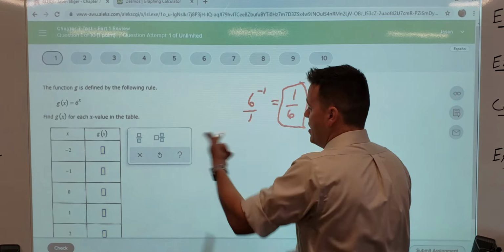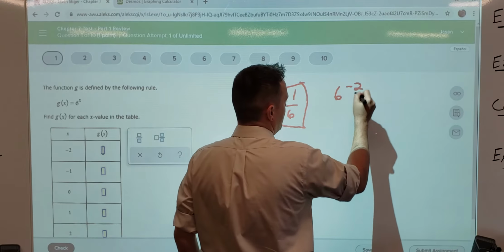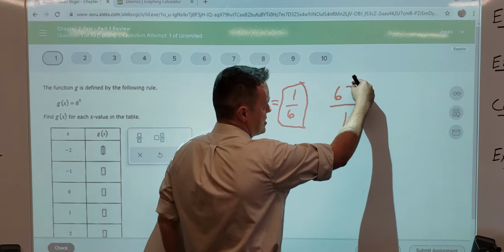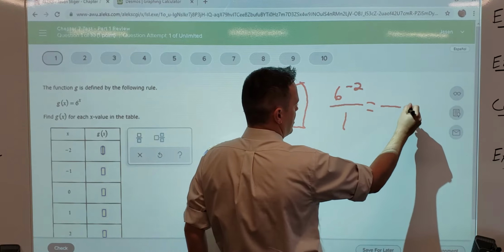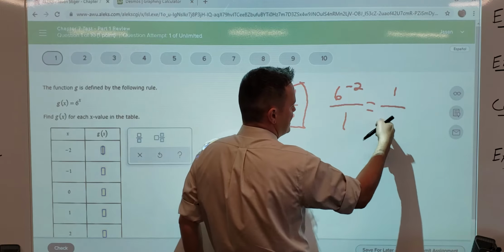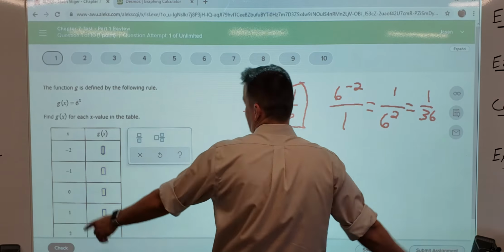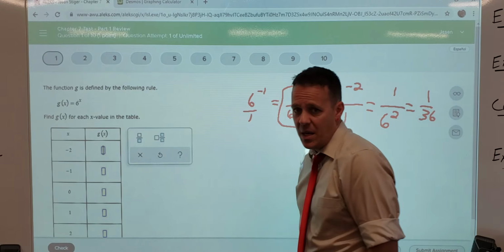Same applies if you have 6 to the negative 2 power. It would be over 1, and you can't have a negative exponent, so to get rid of it, you flip it down to the bottom. You bring the 1 up, the 6 down, which would be 6 squared, or 1 over 36. So that's your answer for that example.